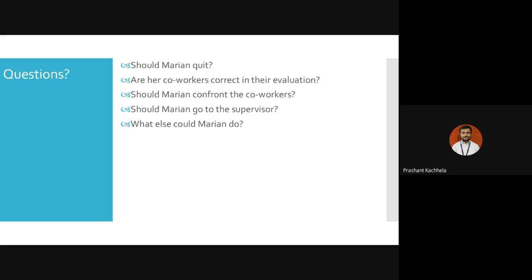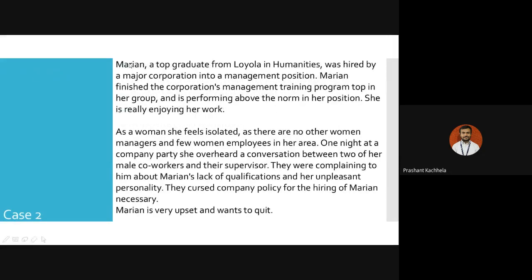If we check the case once again, you must have noticed that Marian is a top graduate from Loyola, so there is definitely no question on her educational qualification. And she even did a very good thing. The next line says that Marian finished the corporation's management training program top in her group. That means she completed with a very good rank and is performing above the norms in her position. She is really enjoying her work too. So that is something which can definitely be related here.